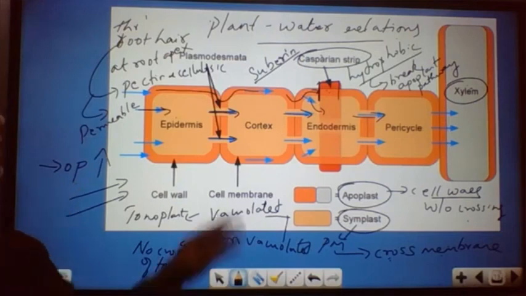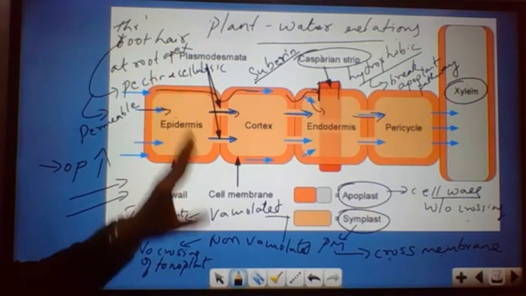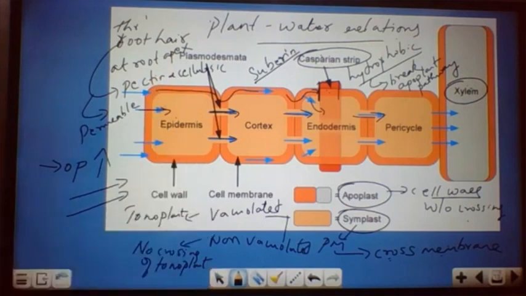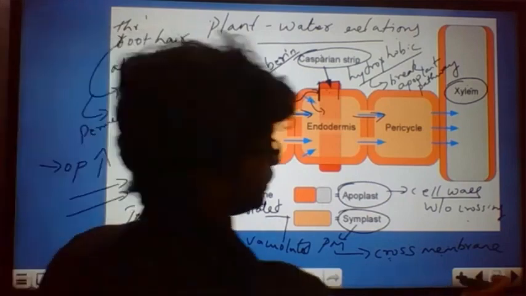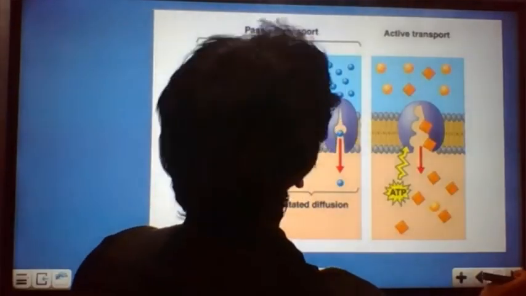Fine, guys. So we're done with the plant water relations. Next, we move on to the next part, that is transpiration. So we almost come to the next part of this chapter.